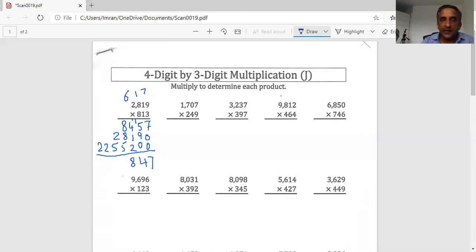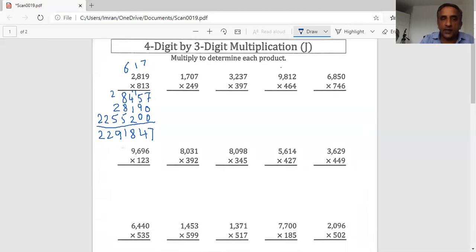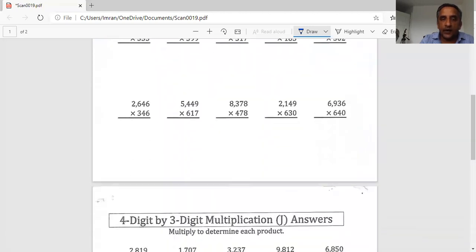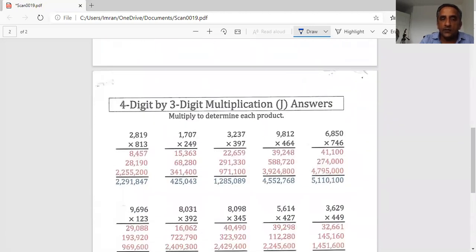Then we add this line. 8 plus 8 is 16. 16 plus 5 is 21. So we write 1 and 2 carry forward here. Now 2 plus 2 is 4. 4 plus 5 is 9. Then this is just 2, so we can just write 2. And this is 2. This is 2. So our final answer is 22911847. Now we can check this answer with the answers provided here. It is 22911847.